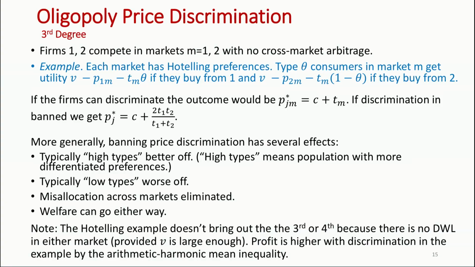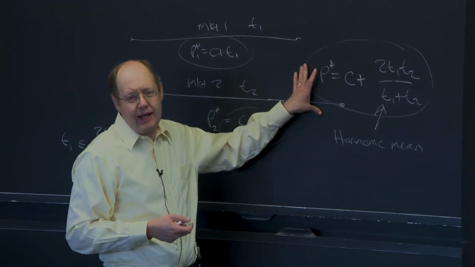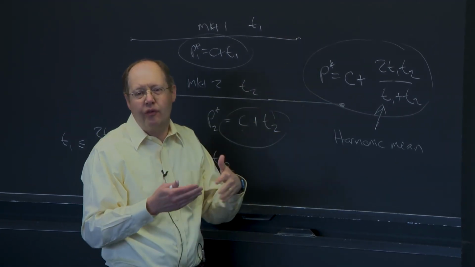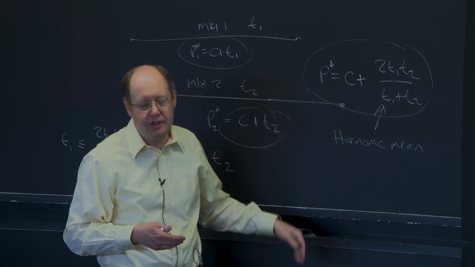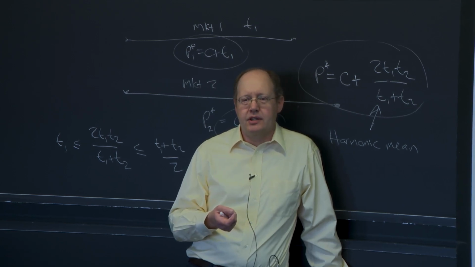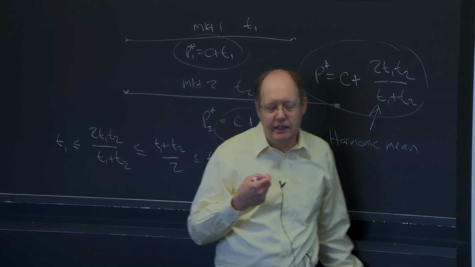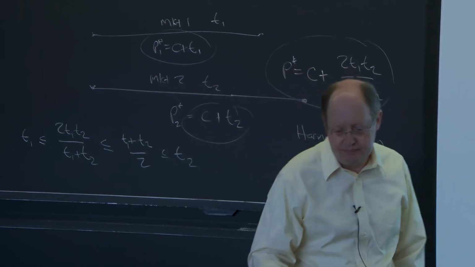And then welfare can go either way. Here again, there are no welfare changes. It's just a transfer, because all efficient transactions take place. The first best is achieved in both models, so it's just a pure transfer. But in general, banning price discrimination can increase total social welfare, or it can decrease total social welfare.